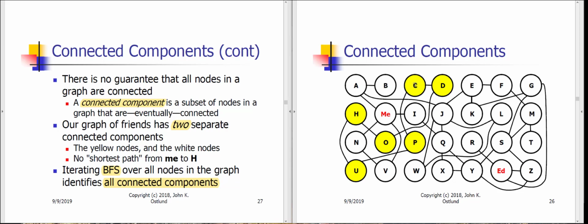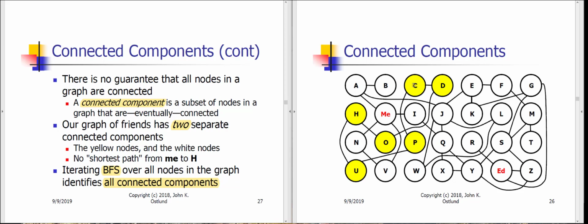Then I would go on to the next item, which is C, and I would use breadth-first search to identify the connected component containing C, which would give me this yellow connected component. At that point, I would discover that I have all of the items in my graph in some connected component. And so I would know that I have identified all of the connected components, and there are actually just 2 of them.